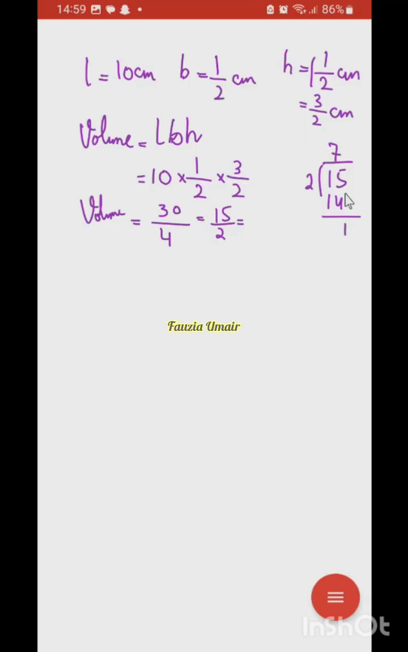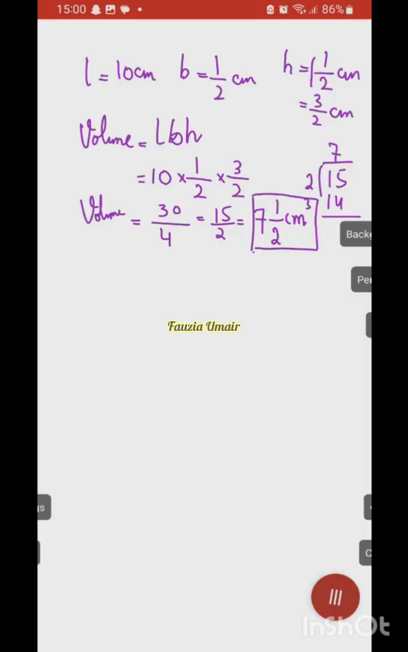Can you tell me quickly, Ritik, how to write this 15 by 2? This is 7 wholes 1 by 2. You can also write it as 7.5. What is the unit? Cubic centimeter. 7 wholes 1 by 2 cubic centimeter is your answer. Okay, Ritik? Is it making sense? Is it clear?